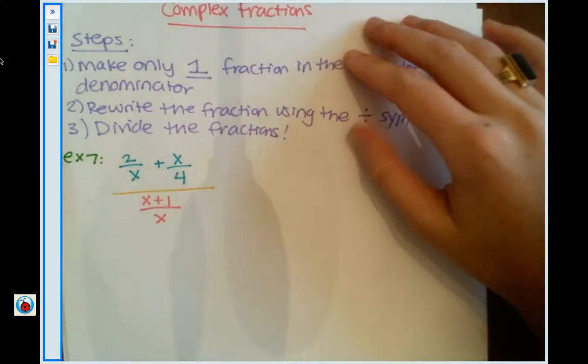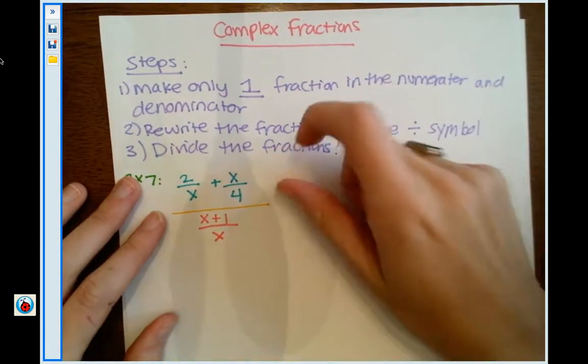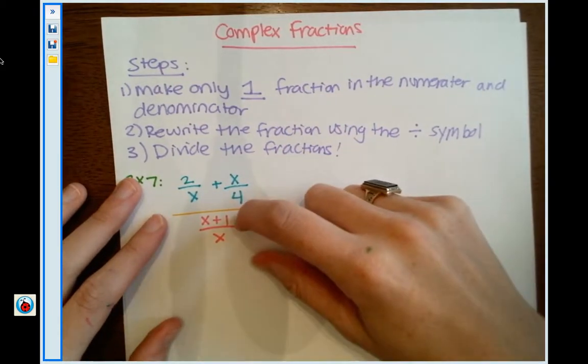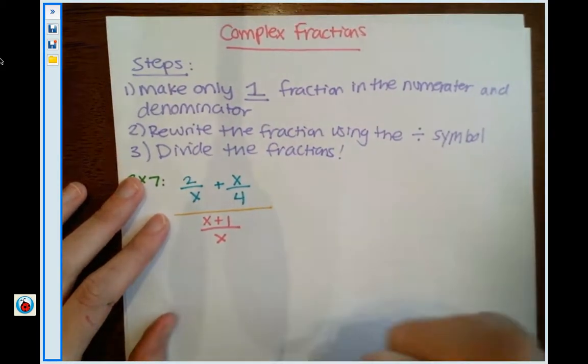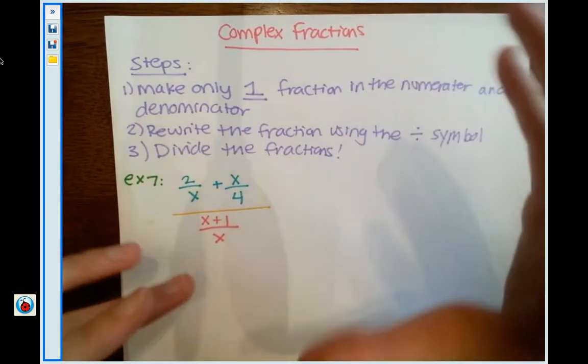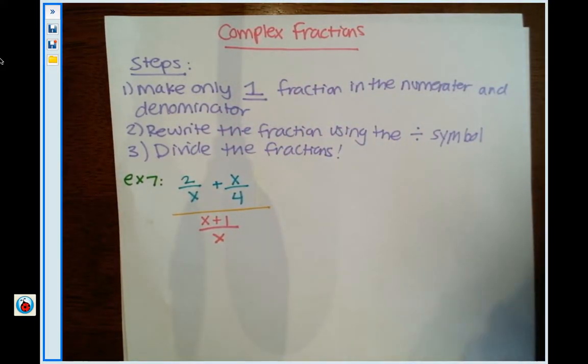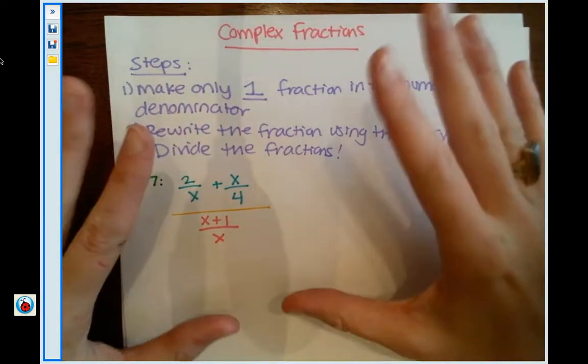Okay, so all a complex fraction is, you guys, is a fraction divided by another fraction. So we got fractions on top of fractions. So lots of fractions over fractions over fractions. That's a complex fraction.